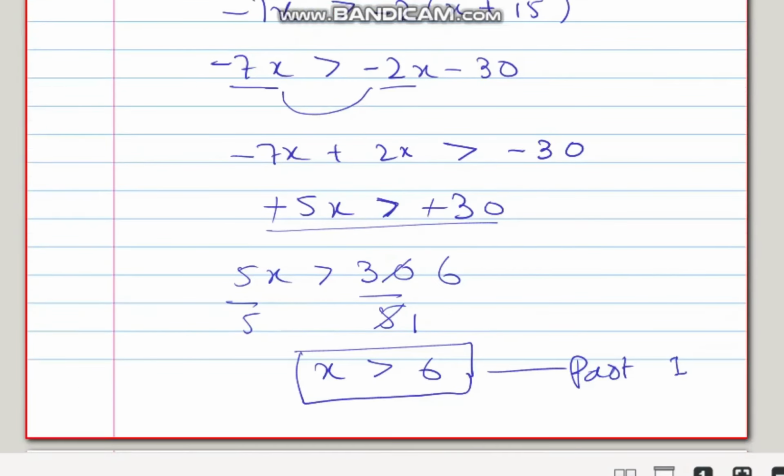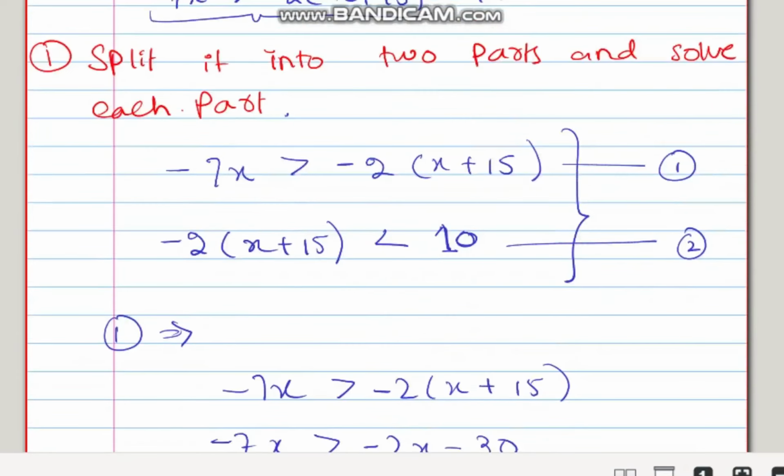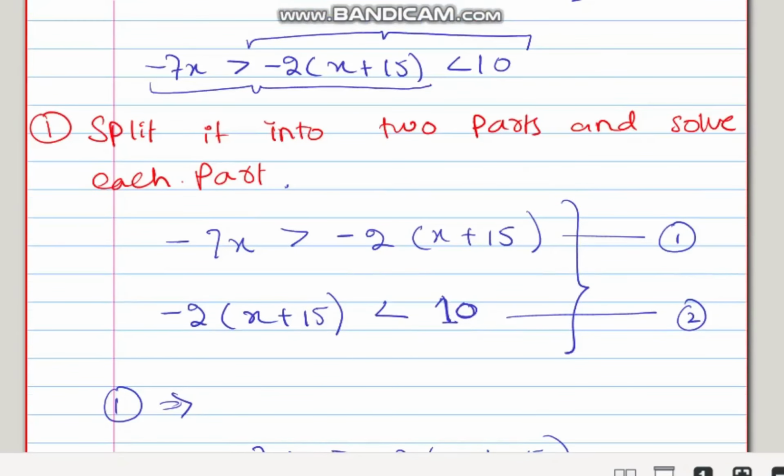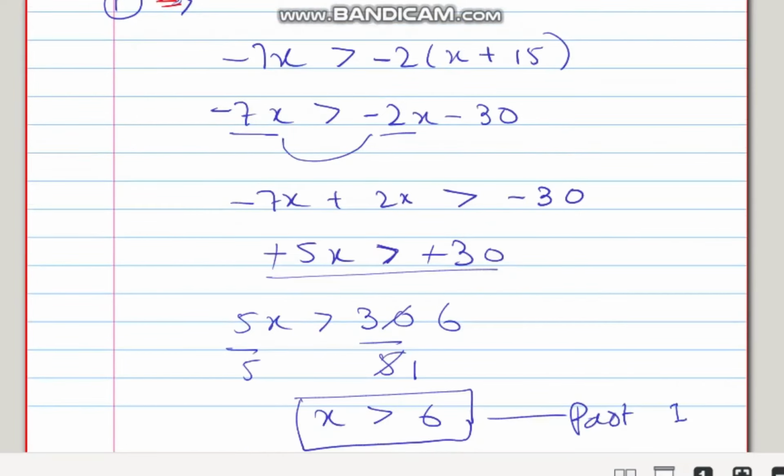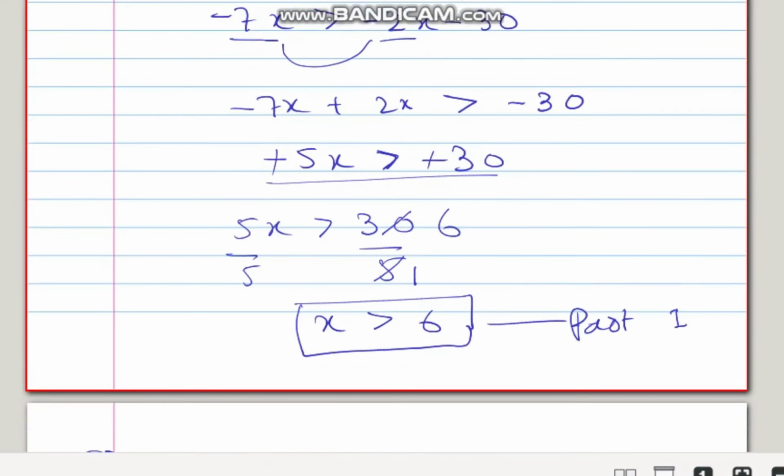Okay, so we have in the part number one solution. This is the part number one. Like we split this inequality into two parts. This is the part number one: minus 7x greater than minus 2 into x plus 15. The part number one implies this, and we come up with this point: minus 7x plus 2x greater than minus 30. Minus 7 plus 2 will be minus 5. Yes, minus 5 and minus 30.